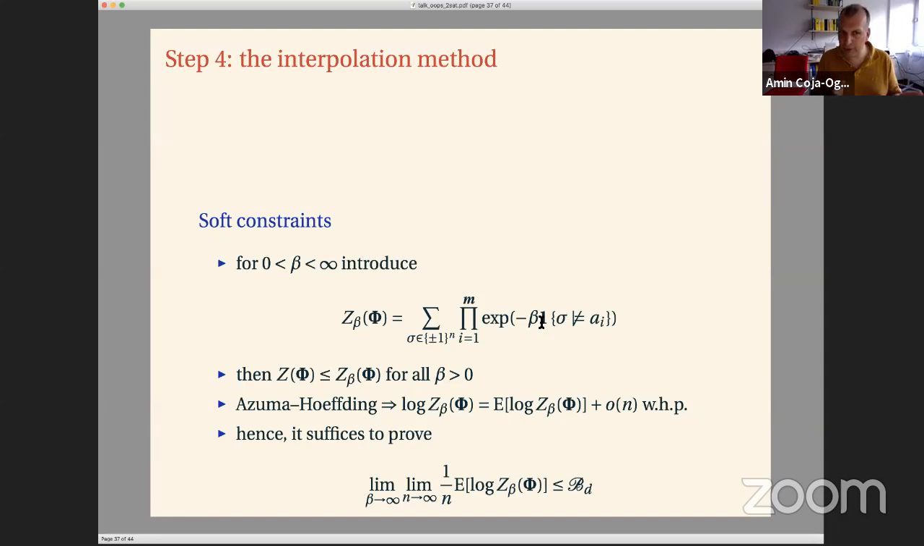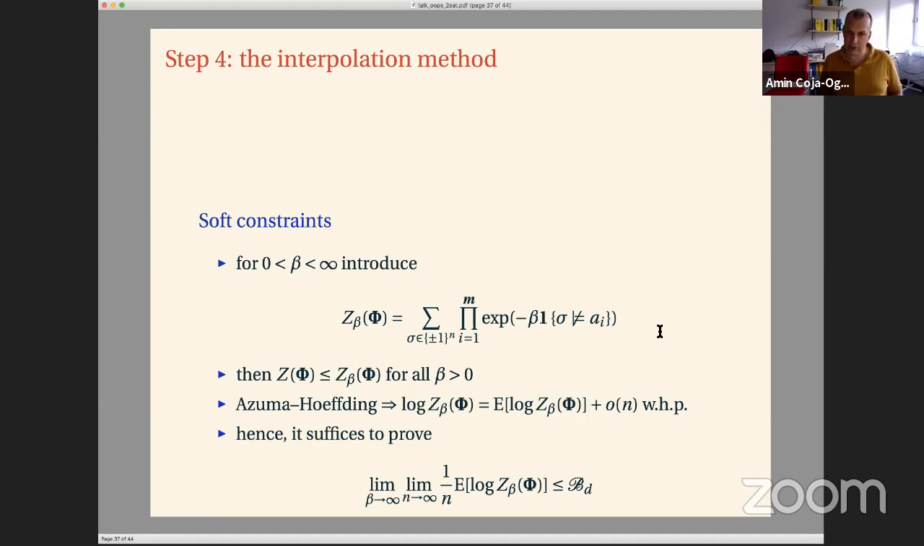And so this is kind of like how the Potts model compares to the graph coloring problem. And ultimately, we are going to take this term beta to infinity. So ultimately, in the limit as beta goes to infinity, we are going to essentially recover the hard constraints version. Now, one thing that is obvious from the definition of the partition function and of this soft version here is that the hard partition function with the hard constraints is always upper bounded by the soft version. And the main reason why we go out of our way to introduce this soft version is because we can apply off-the-shelf concentration inequalities to the soft version. Specifically, we can use the Azuma-Hoeffding inequality to prove that log Z beta of phi, so the log of the soft partition function, is actually equal to its expectation plus a little o of n error term with high probability.